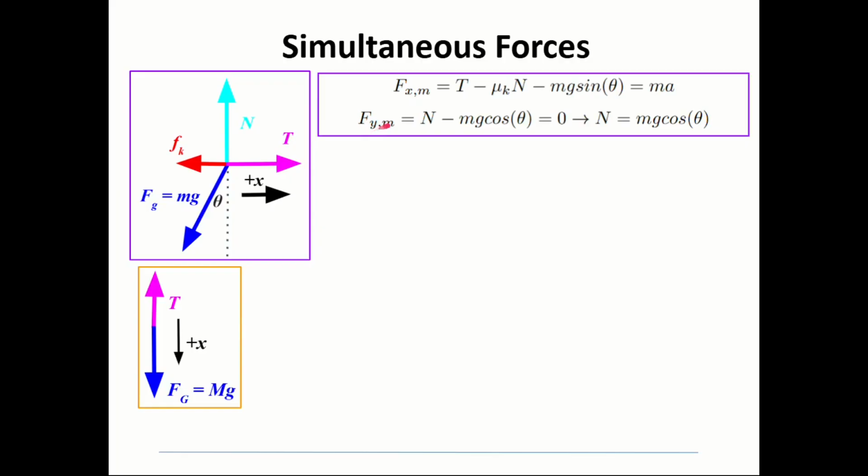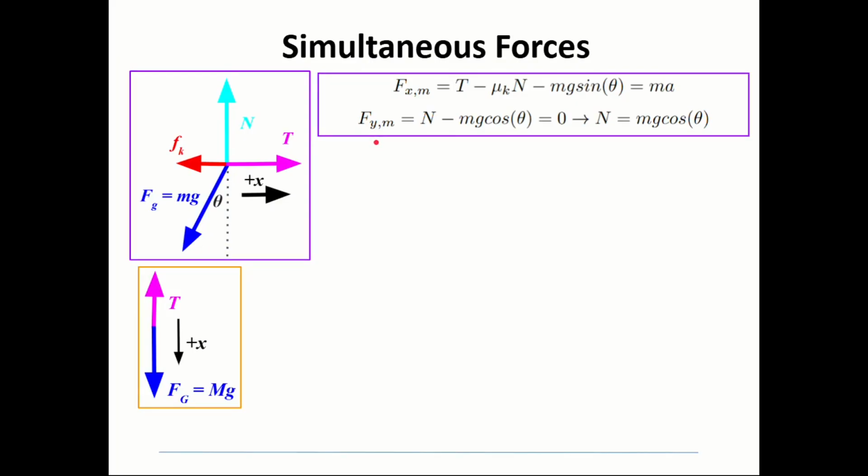So putting all those forces together, we're going to get tension minus our frictional force, and remember, you can write frictional force as mu times n, and then minus mg sine of theta, because the component of mg that is going to be parallel to the x-axis is going to be mg sine.